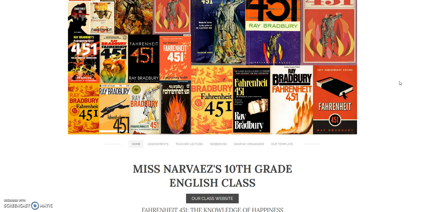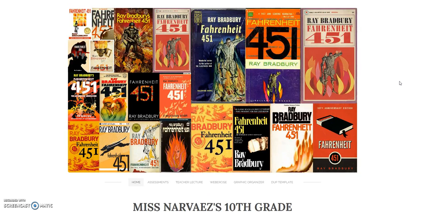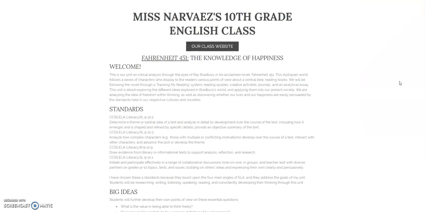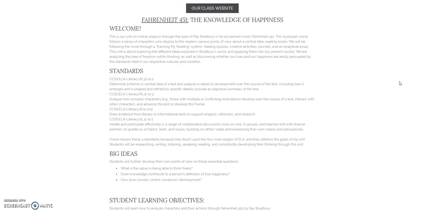This is my unit plan one, and my unit plan is on Fahrenheit 451 by Ray Bradbury, so that's why I have this huge picture of the many different covers that have come out over the years. Right here I have my standards and my big ideas, as well as a little summary of my unit.